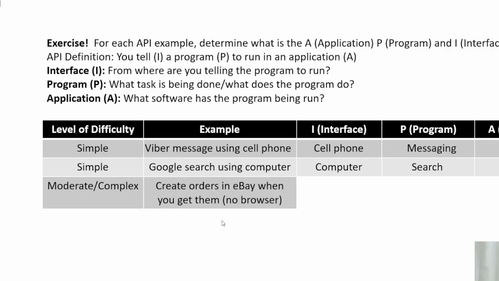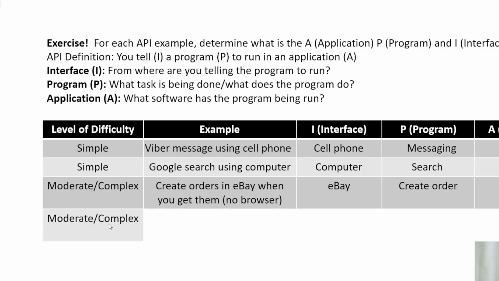All right, it's a key concept for you to understand. You go to eBay. You don't use your cell phone or your computer or whatever it is. You go over the network to eBay to access their API because their API is located at eBay. So what is the interface? What is the point at which we're asking this program to be run? It's eBay. All right. What is the program being run? The program creates orders. Who maintains this program? eBay maintains this program.